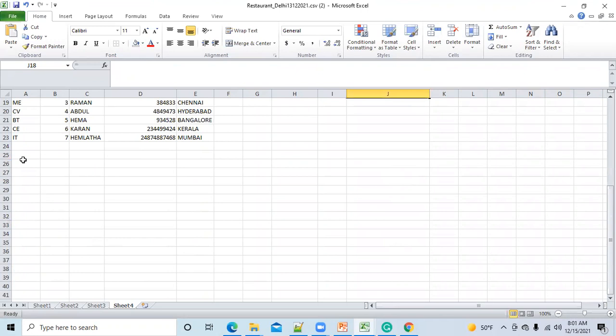Then I thought, why go like this? Do one thing, create one table, branch. Branch is one table. And here I'll have branch ID and branch name. Branch ID 1, 2, 3, 4, 5: EC, CS, mechanical, civil, IT. This is one table.